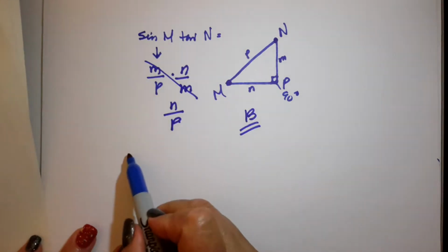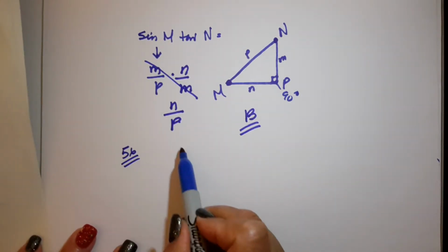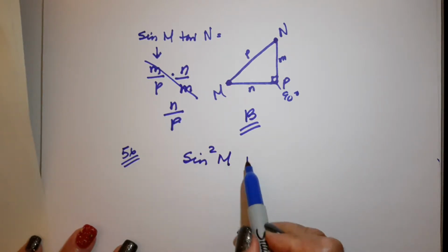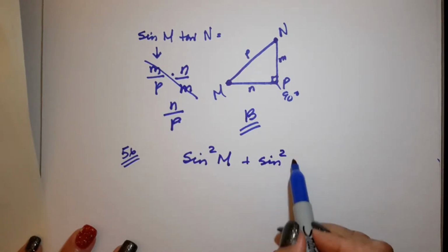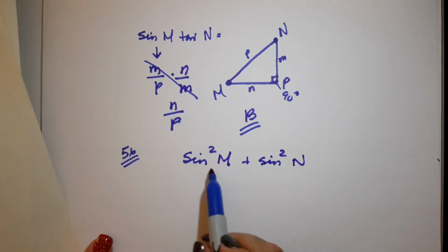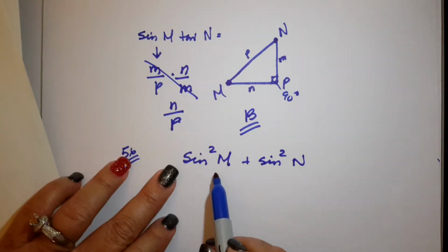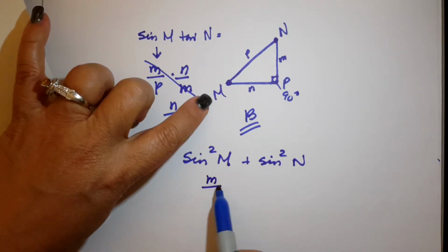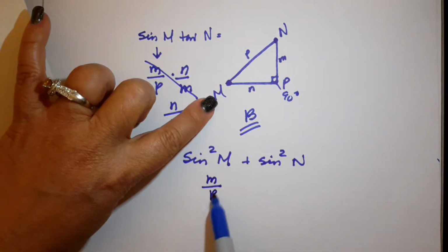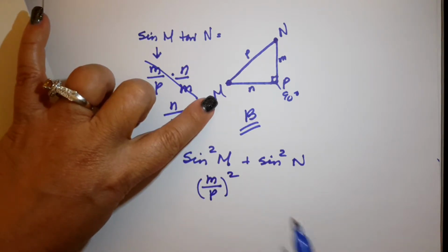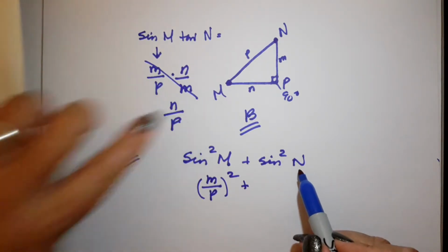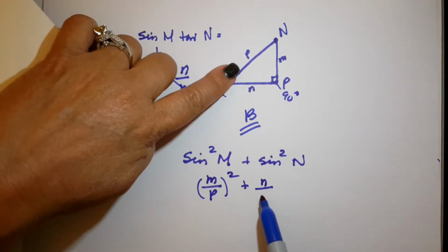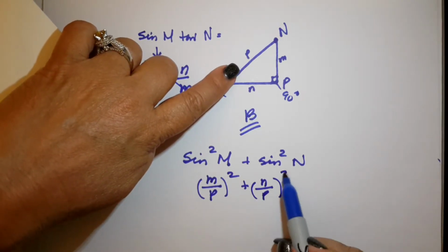Now let's move to the next problem, which is problem 56, where they're asking you for sine squared of M plus sine squared of N. Before I square it, I need to find which one is the sine of M. First of all, let me go for M. This is M, right? Yes, M. It's going to be opposite, little m, over hypotenuse, which is P. Then you're going to square it, right? Plus you have sine squared of N. N is going to be opposite here, little n, over hypotenuse, which is P. Then you're going to square it.